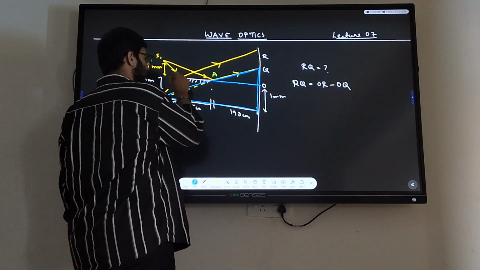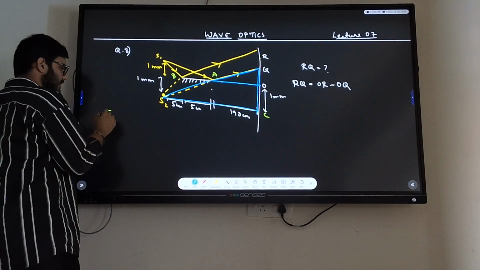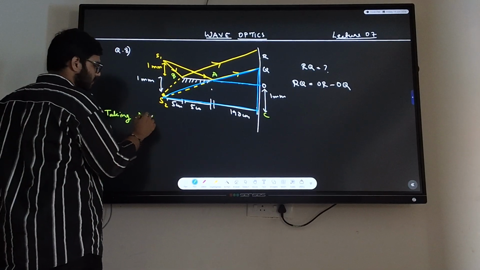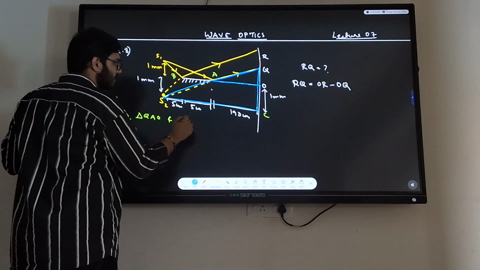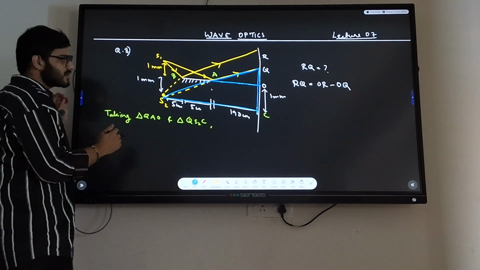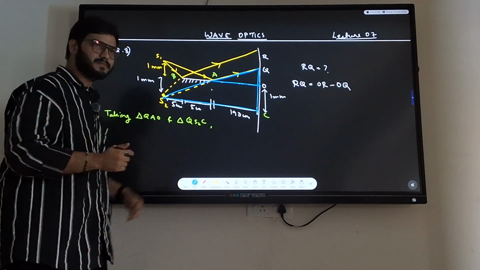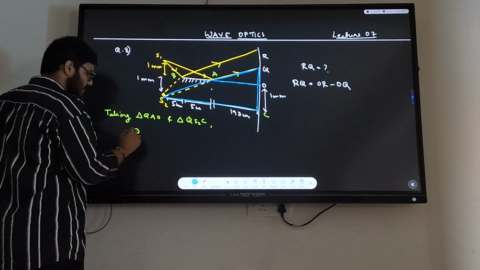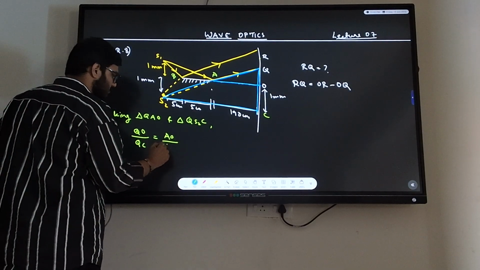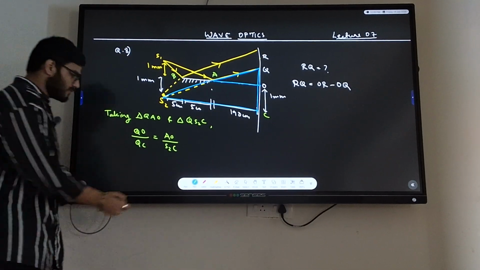So this is A, B, and let me call it C. So taking triangle QAO and triangle QS2C, tell me, by BPT what can you say? QO by QC should be equal to AO by S2C. Yes or no? QO by QC should be equal to AO by S2C. And I think from this I can find OQ, no? What is OQ then?